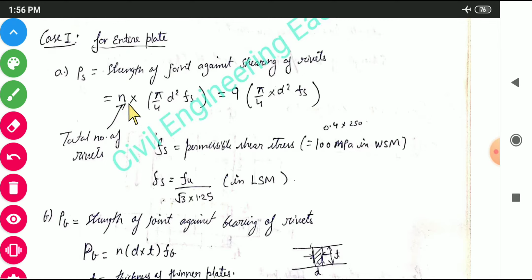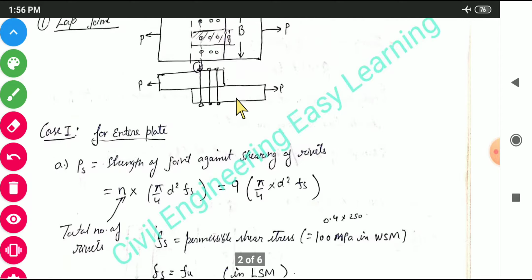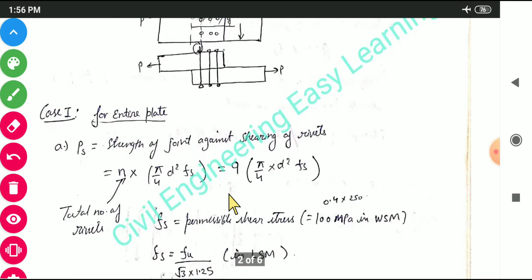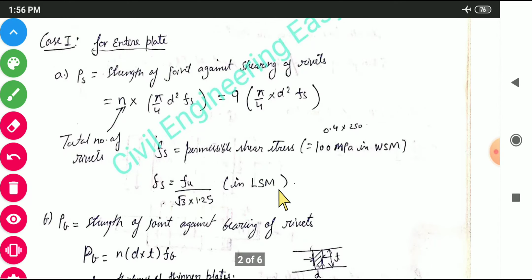So the number of rivets here you will have to take 9, because there are total 9 rivets here: 1, 2, 3, 4, 5, 6, 7, 8, 9. Then it will be 9 pi by 4 into d square, that is area, into Fs, the permissible shear stress. And the permissible shear stress is taken as 0.4 Fy, you have seen earlier in WSM, and for LSM you can use this formula.